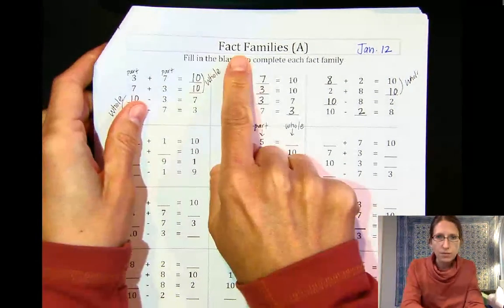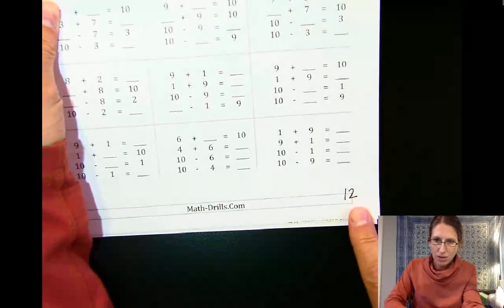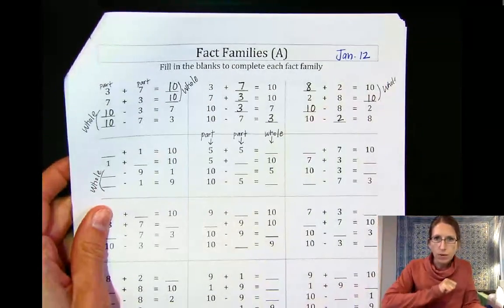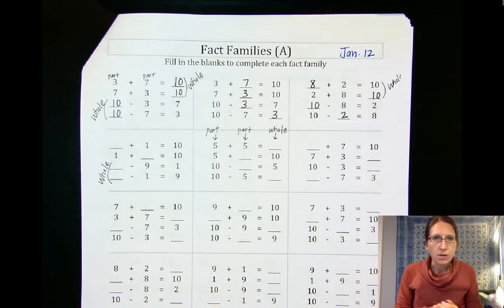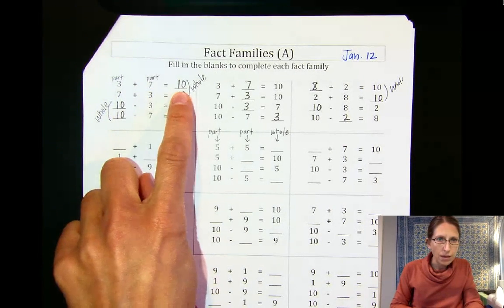Today we're going to look at fact families, and we're looking at page 12. Oh, look, it is January 12th, and we are looking at page 12. This is a little bit of review for us about fact families. And we know that when we have a fact family, we have two parts together that make the whole.